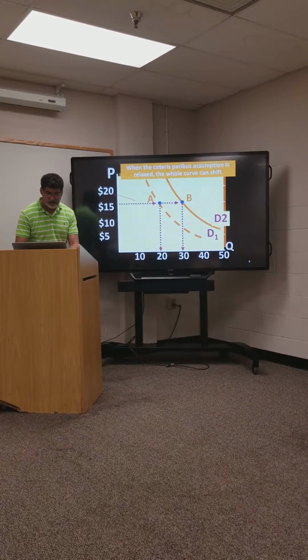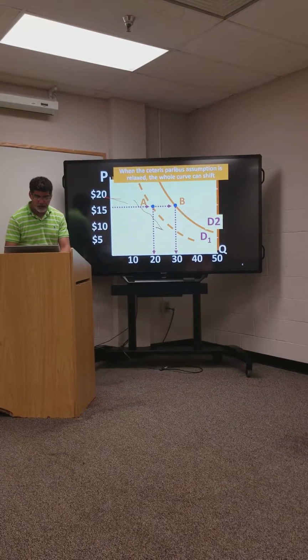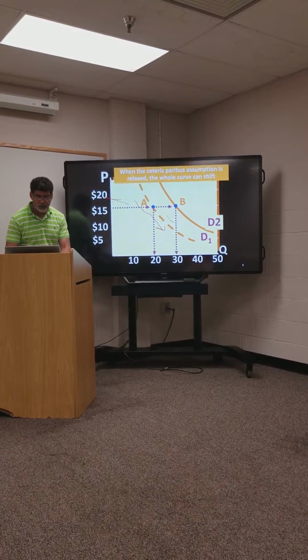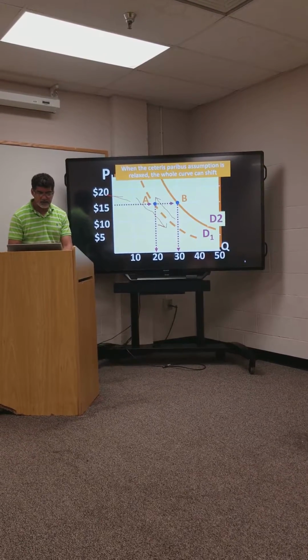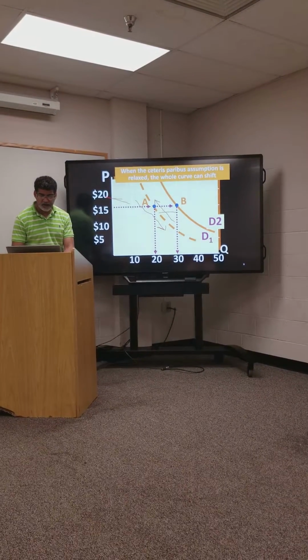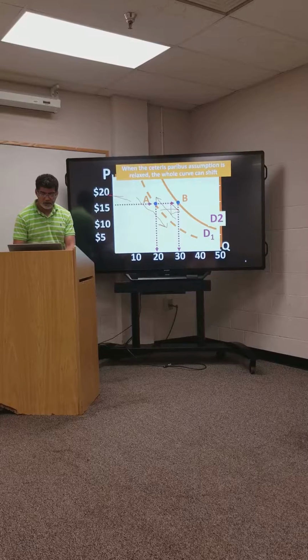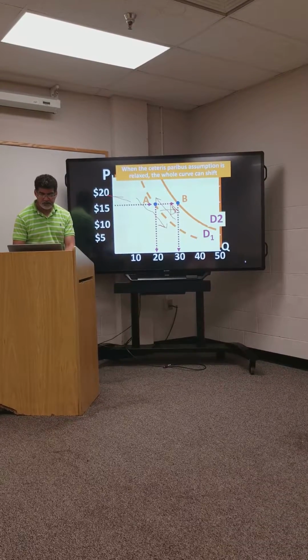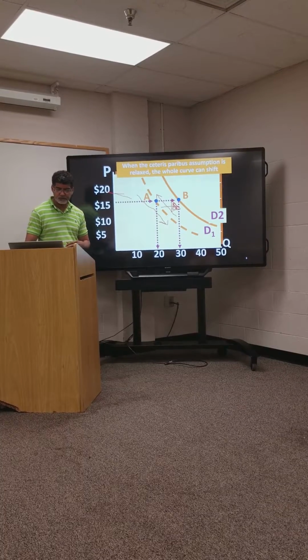Remember that a change in price would have been a movement down along the demand curve or upward along the demand curve. But in this particular case, you can see that there was no change in price, but the entire curve shifts to the right here, basically indicating that there's been an increase in the demand.